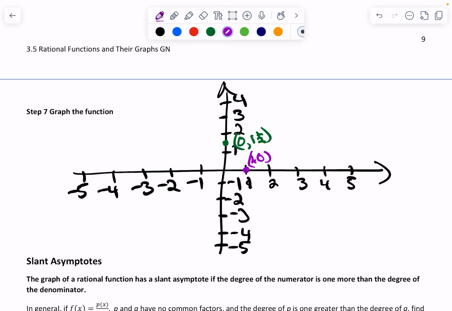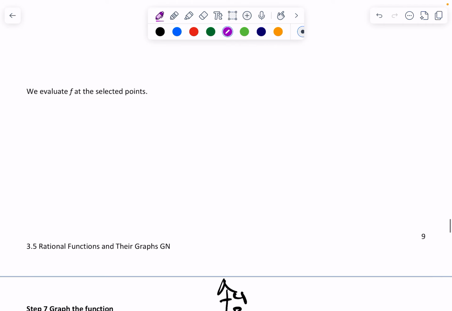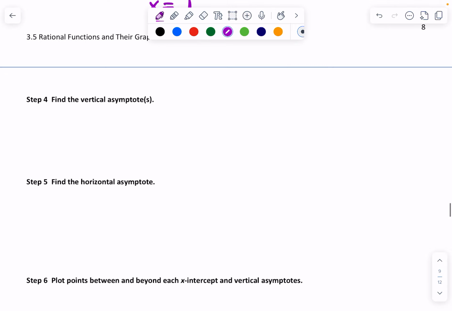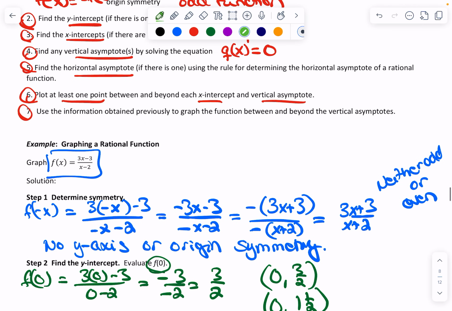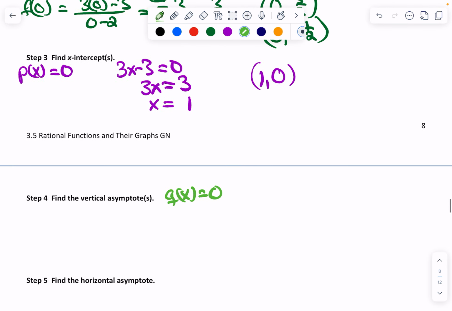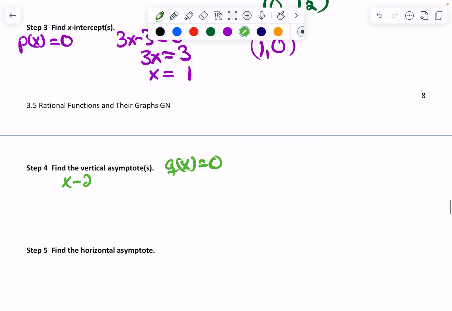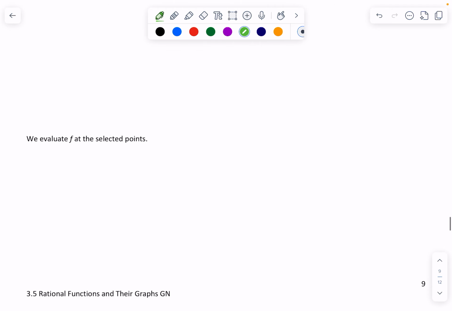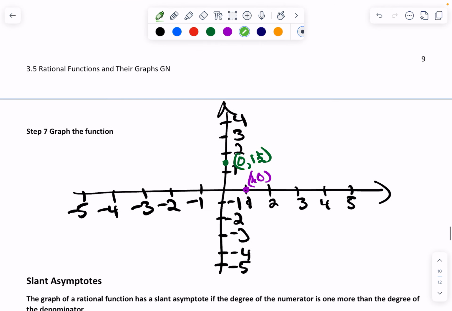Next step, step number 4, find the vertical asymptotes. So that was the q of x equals 0. So the denominator equals 0. Our denominator is x minus 2. So x minus 2 equals 0, so x equals 2. That is our vertical asymptote. So let's go and plot the vertical asymptote. X equals 2 is going to be right here.